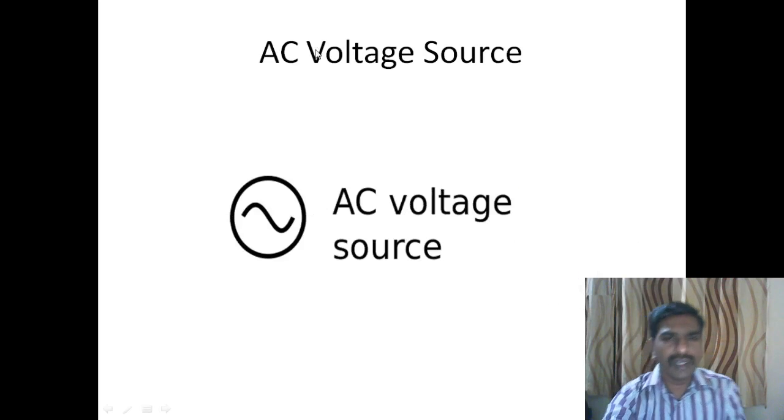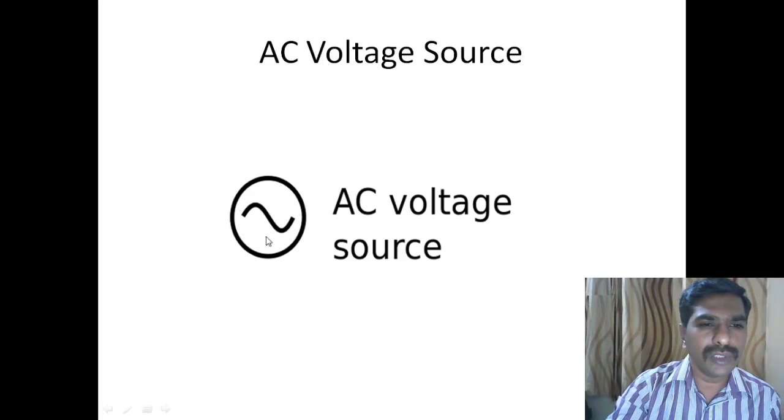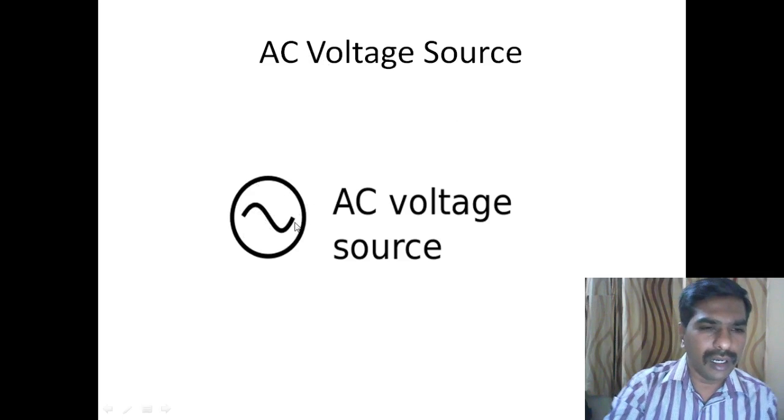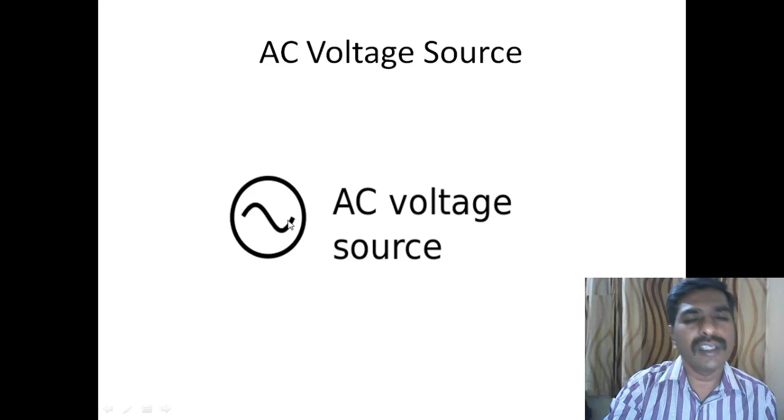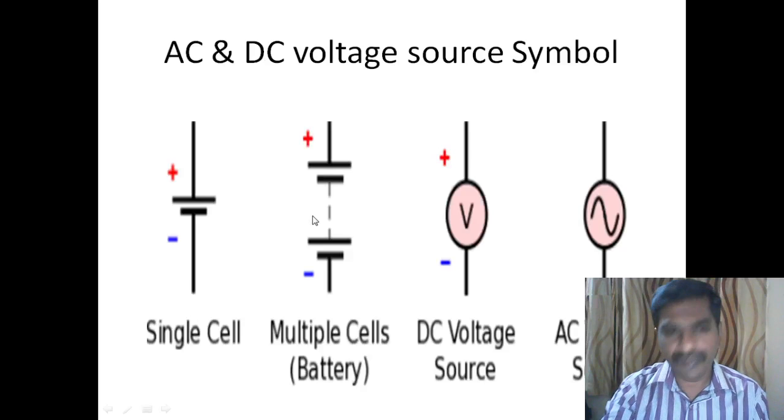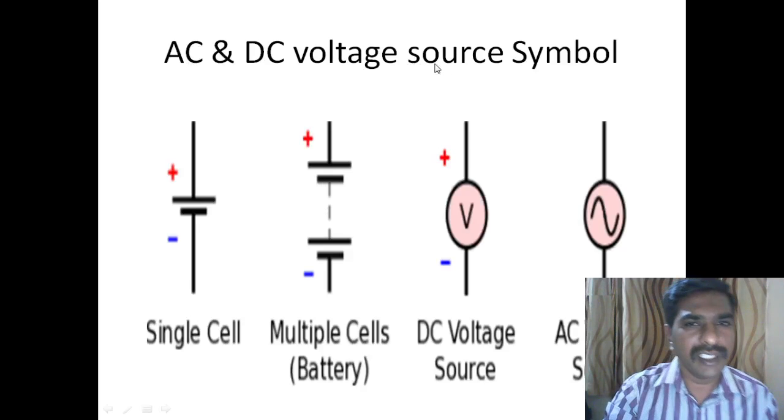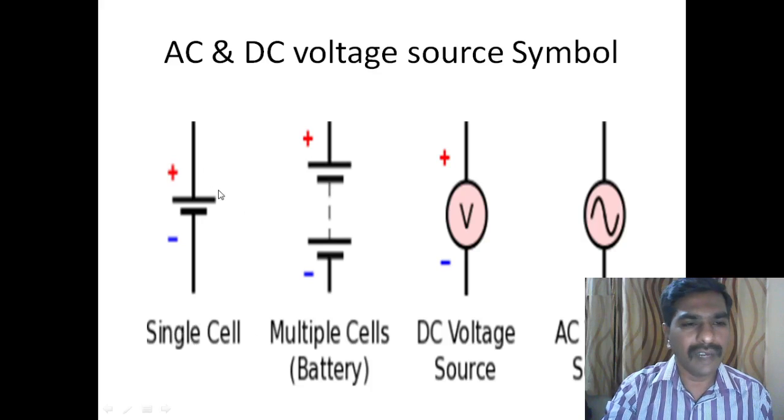And the AC voltage source symbol: it's a circle with an S written inside it. This is called an alternating voltage source. That's the symbol. The AC and DC voltage sources are all written on a single slide.